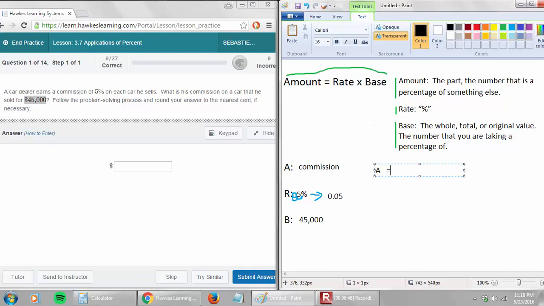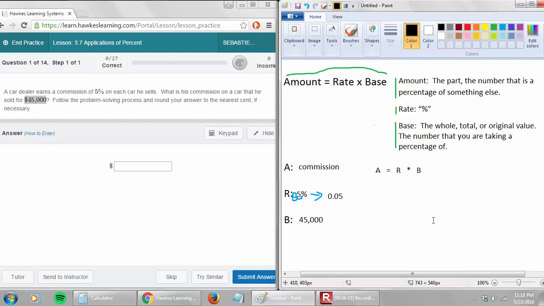Alright, so my next step, I'm going to write out the formula, and my formula is the amount equals the rate times the base. And I'm just using letters here instead of the whole word. And that's pretty common for mathematics, to write out a letter in place of the whole word. And those letters represent numbers. Those are called variables. And I actually know the numbers that are associated with some of them.